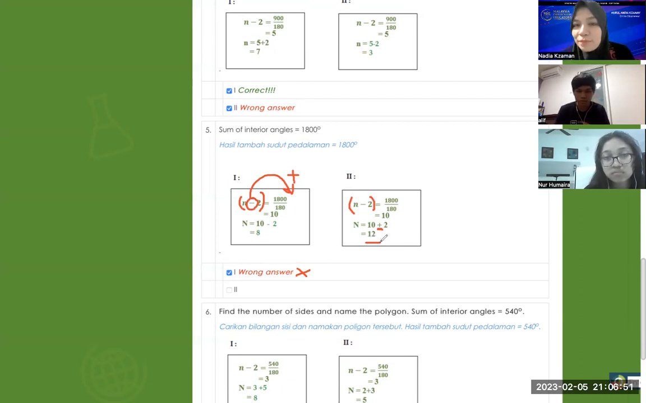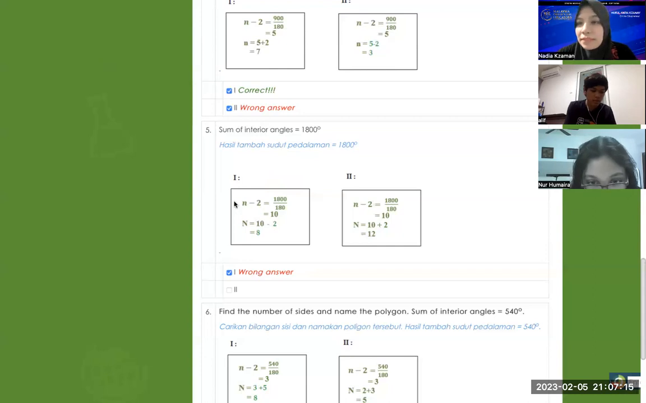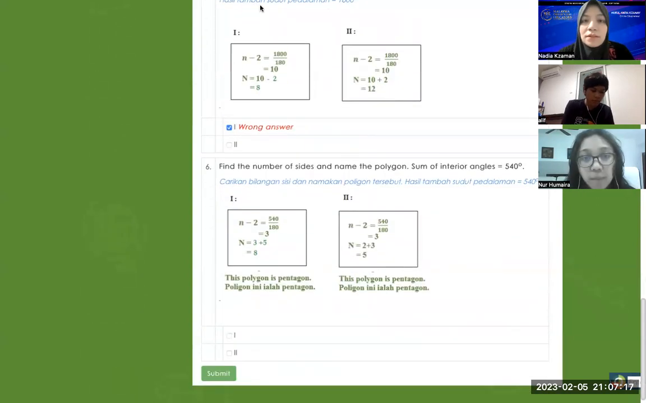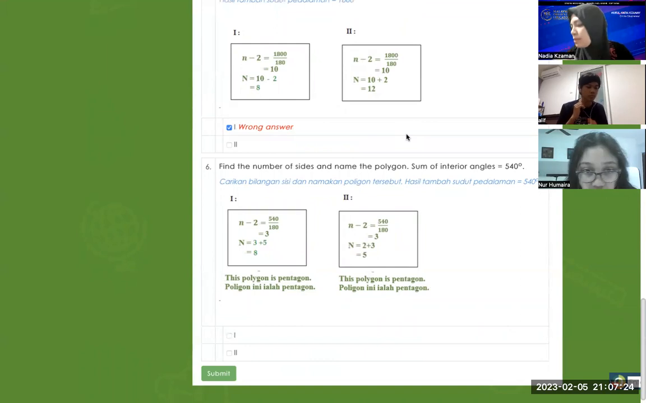Okay, Alif, you have to remember when we move the operation here, either plus or minus, it will become the other way around. If it is plus, it becomes minus. If it is minus, it becomes plus. Okay? This is the basic thing that you have to remember in all operations, in all topics. You are going to see this. So number 6 is Myra.